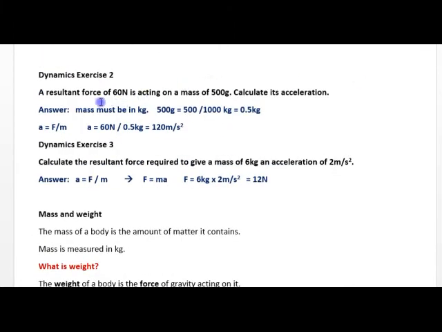Here, a force of 60 newtons is acting on a mass of 500 grams, a resultant force. So, mass is given, force is given, we need to calculate the acceleration. The mass in grams, you need to convert it to kilograms. So, 500 grams is 500 divided by 1000 kg, that is 0.5 kg. A is equal to F over m, so the acceleration is 60 newtons divided by 0.5, which gives 120 meters per second squared.